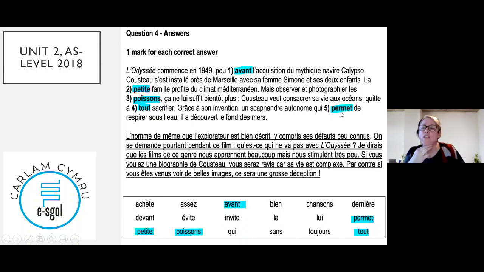And it could be éviter, to avoid breathing, but that doesn't make sense, does it? You're wanting to say allows him to do something. This machine, this invention, this diving suit, it doesn't avoid him from breathing. So éviter wouldn't make sense there. So it couldn't be that. So it's eliminating, isn't it? Eliminating the ones which don't make sense, putting in the ones which do.